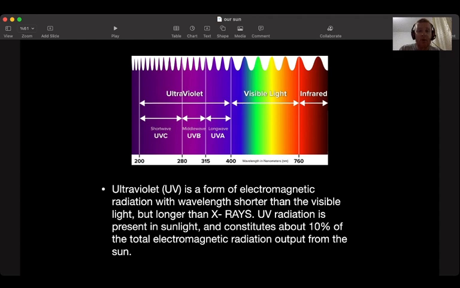So most of us probably know that the X-rays can actually give us cancer on our skin or anywhere in our bodies, because X-rays also contain radiation. But the ultraviolet, the UV, is actually slightly more powerful than the X-rays. So this is why we get a lot of sunburns on our skin.